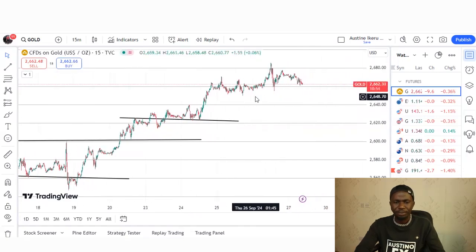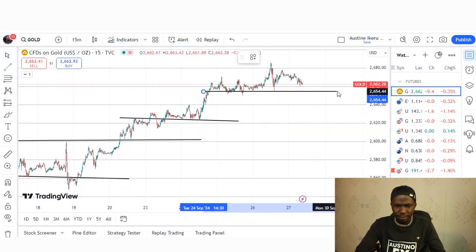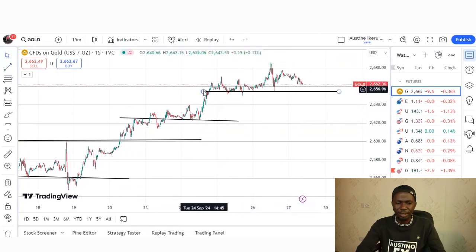Remember, you are trading in the direction of the trend. And this is another level where you can take a buy trade. This is another level where you can take a buy trade.